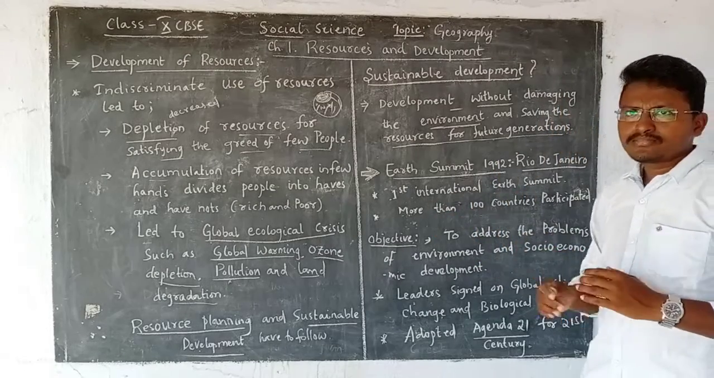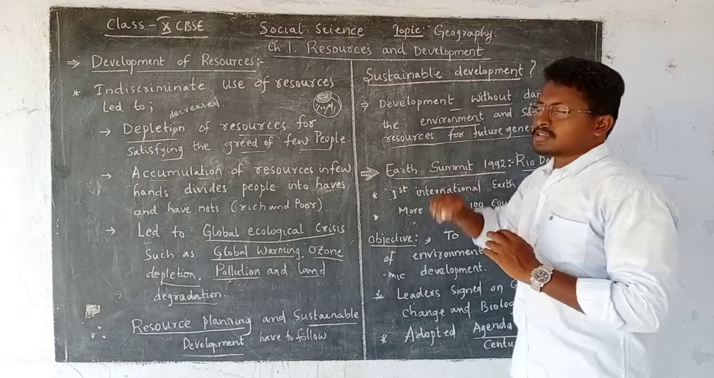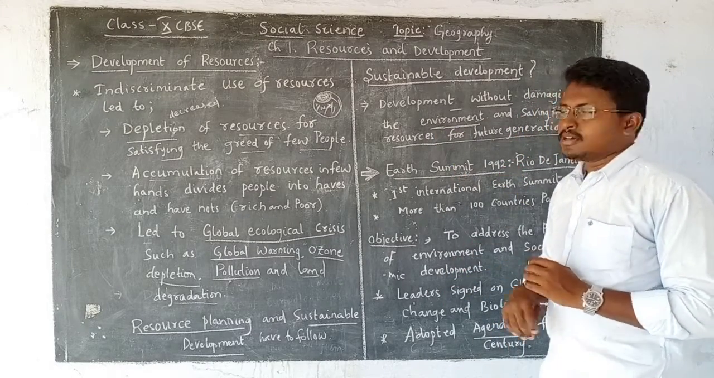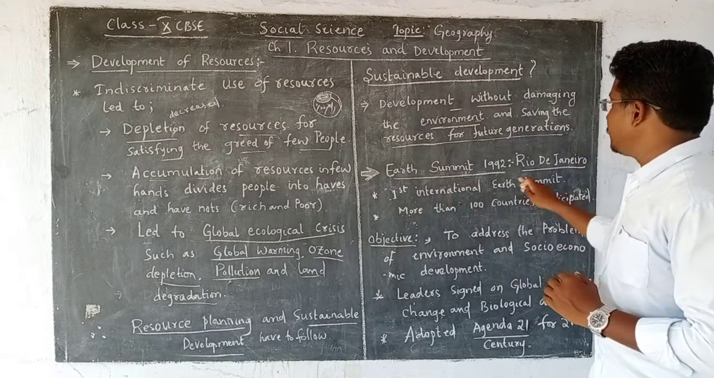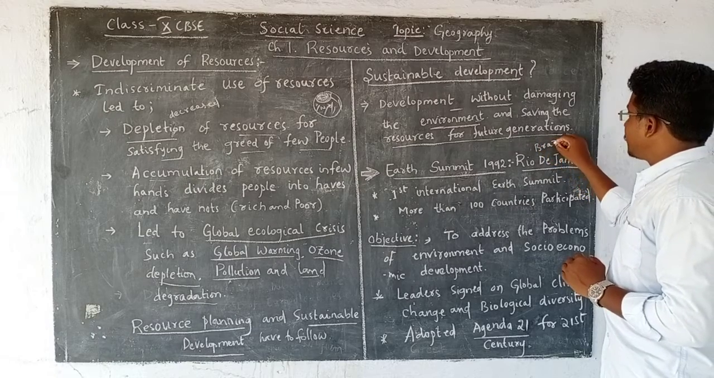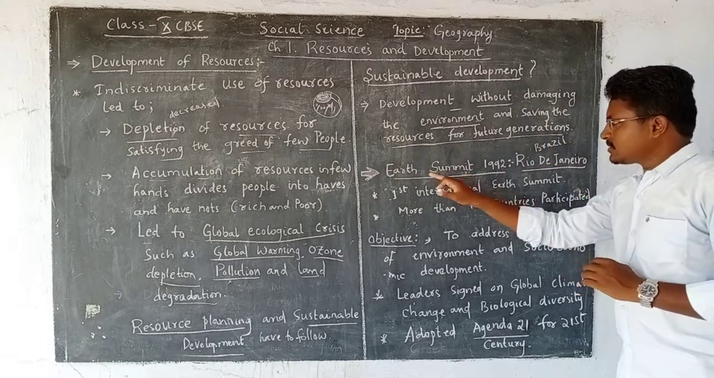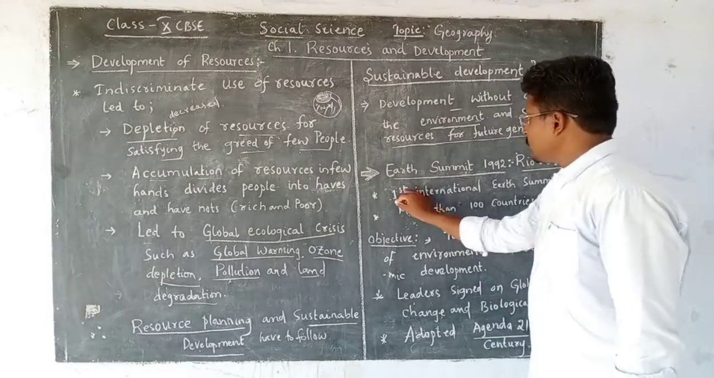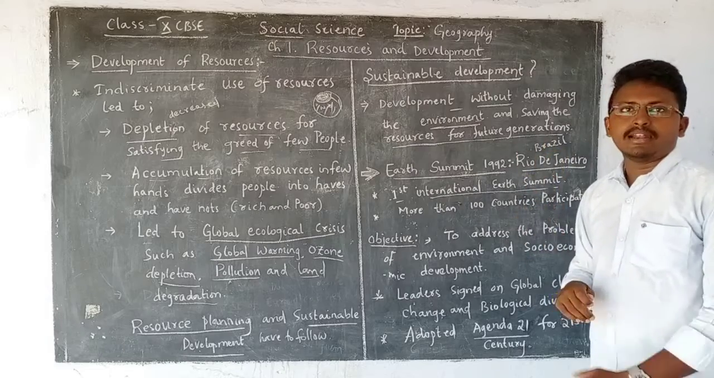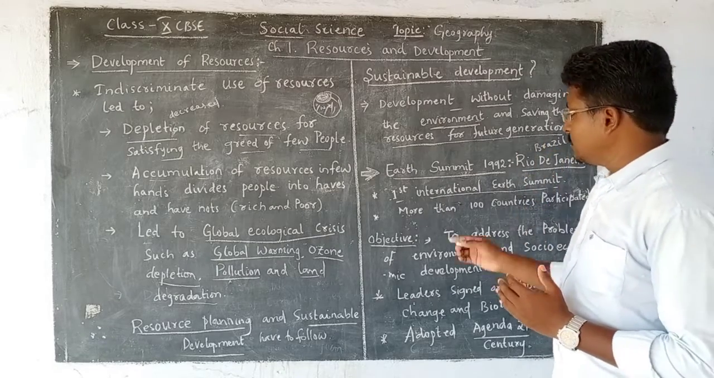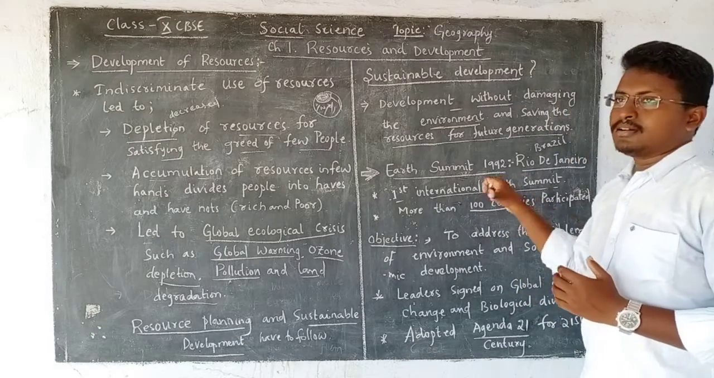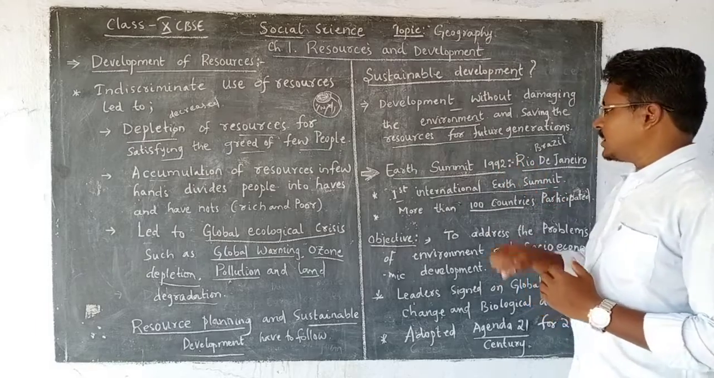Then, in order to go for this sustainable development, in the year 1992, for the first time on the globe, there was something known as the Earth Summit, which took place in Rio de Janeiro, which is located in Brazil. This is known as the first international Earth Summit, which happened in the year 1992. More than 100 countries participated in this Earth Summit, which was held in 1992.